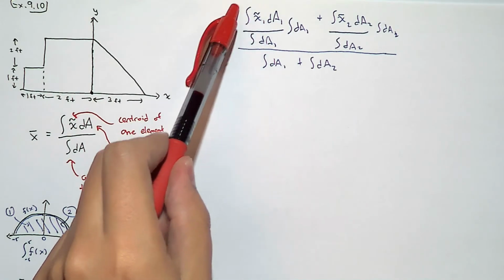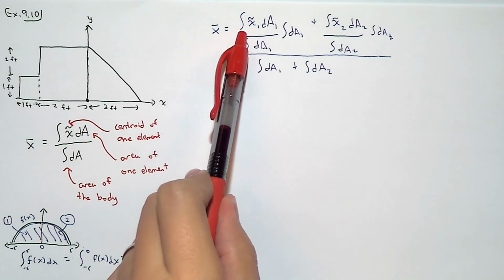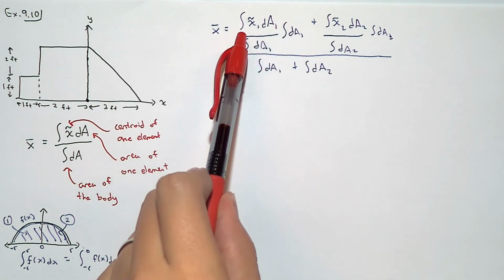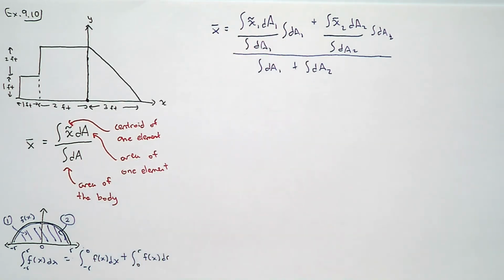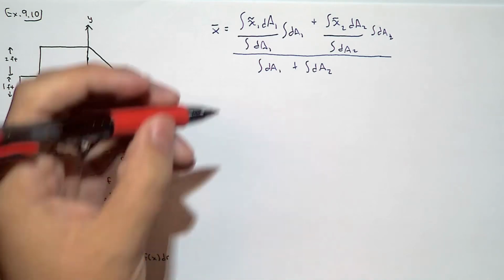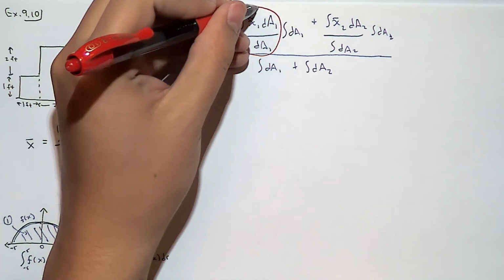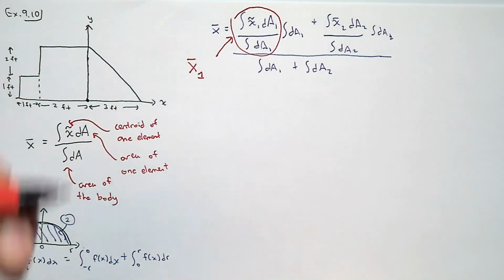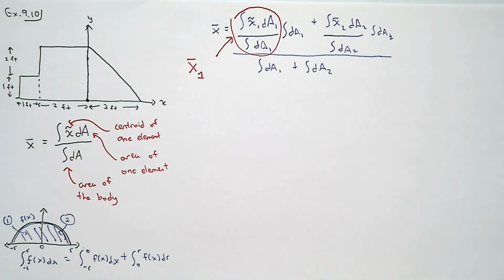Now, what does this represent? Integral of x squiggly dA over integral dA. Where have we seen that equation? That's just a centroid, but it's only for dA1, so that's a centroid of what? Of the first area, right? So this, as you can see here, is the centroid x bar of my first element, my first segment, which is my number 1 segment.